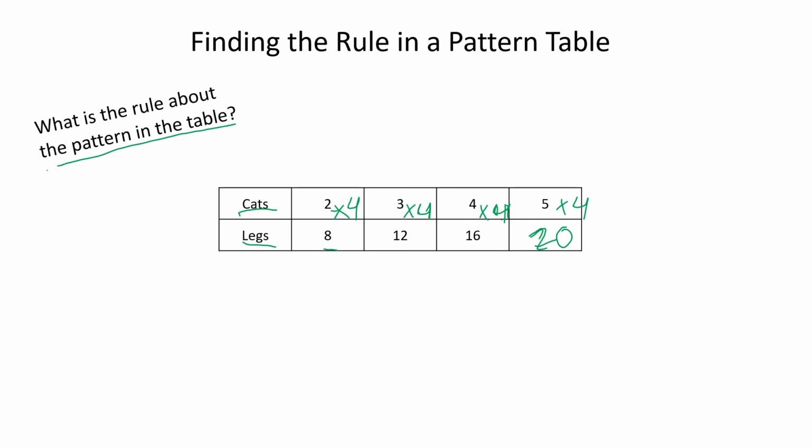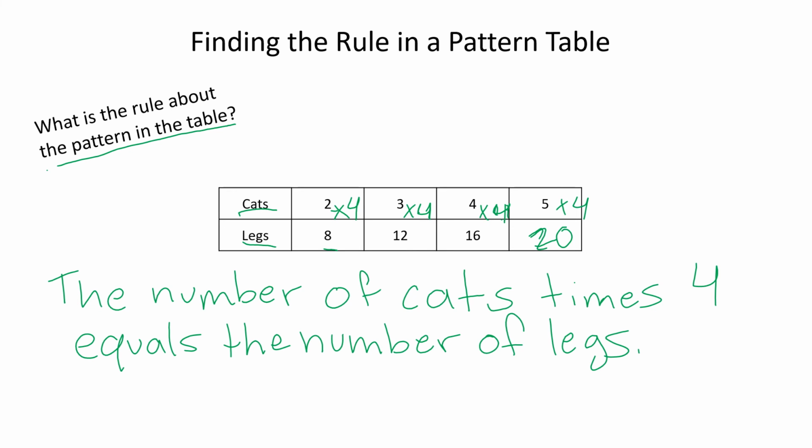Now we need to explain what the rule is. So the way that we can write this is we can say the rule is the number of cats times 4 equals the number of legs. So this would be the rule for this pattern table.